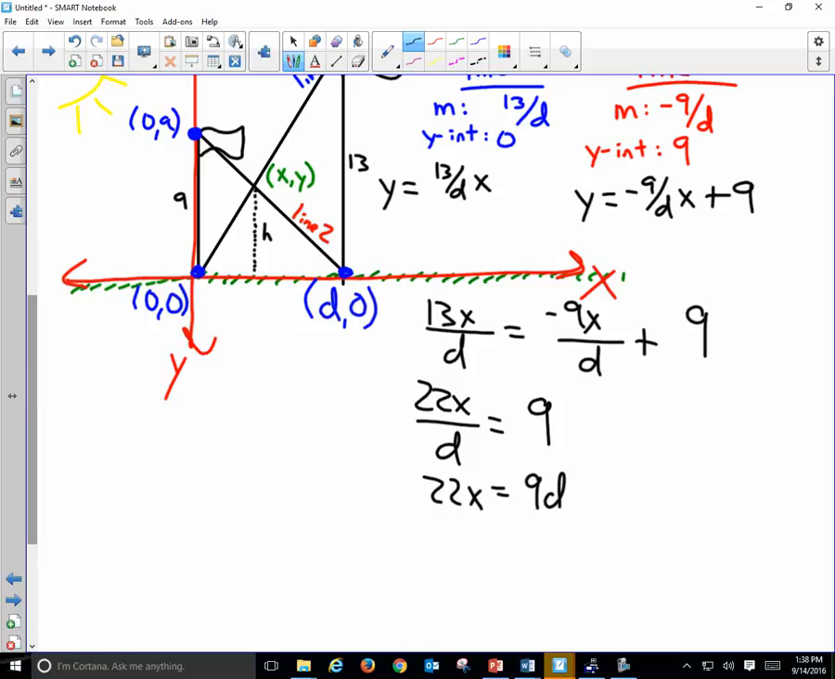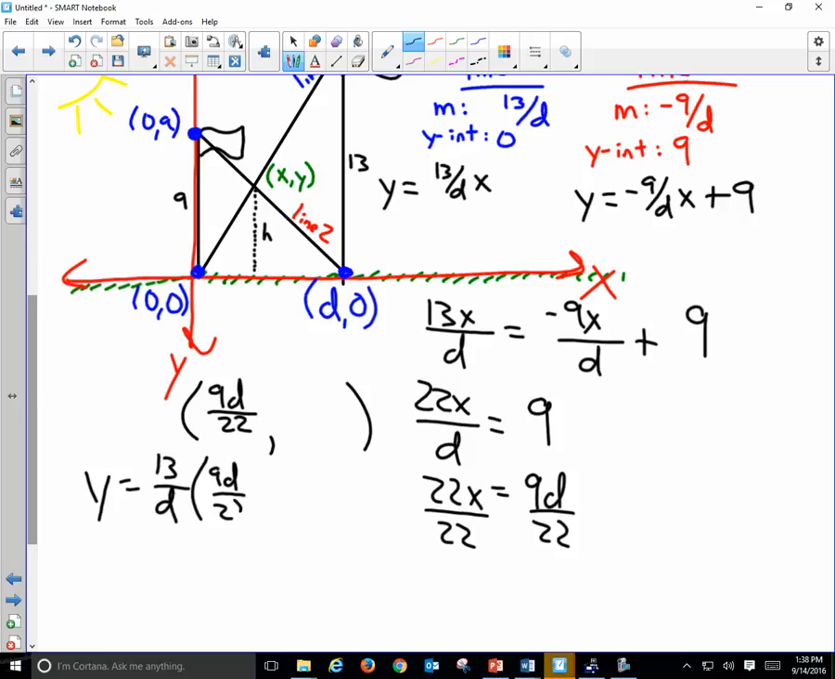Now, divide by 22. And so we found the x value. The x value is 9 times whatever distance they're separated by, divided by 22. But what you want to know is just the height, right? No big deal. How do you figure out the y coordinate once you know the x coordinate? y is equal to 13 over d times 9d divided by 22.